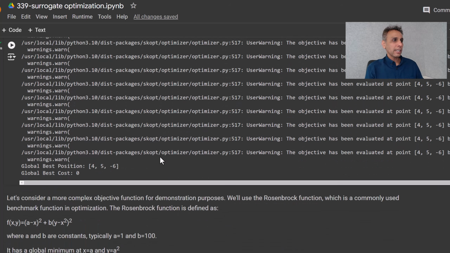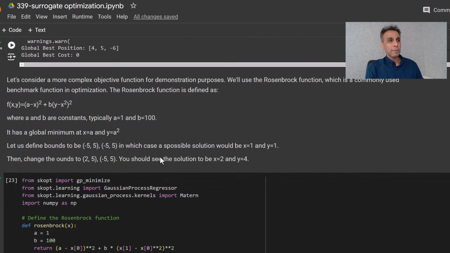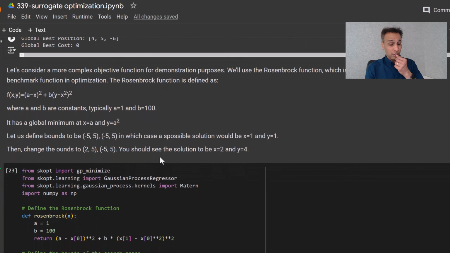Okay, so that is an easy example. Now let's look at a slightly more complex example. Typically, when we talk about a complex example, especially for optimization or evaluation of algorithms, it's common to look at the Rosenbrock function, which is a function of x and y: (a minus x) whole squared plus b times (y minus x squared) whole squared, where usually a and b are constants. Usually they are set to 1 and 100. So let's do the same.